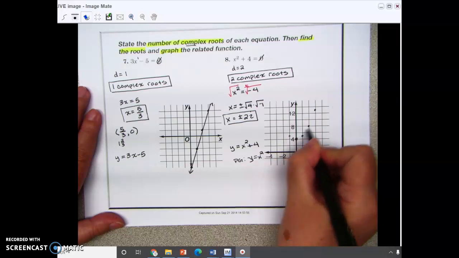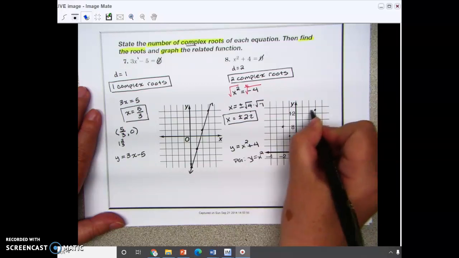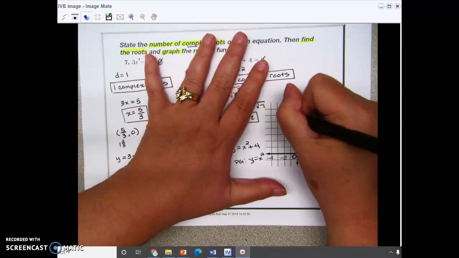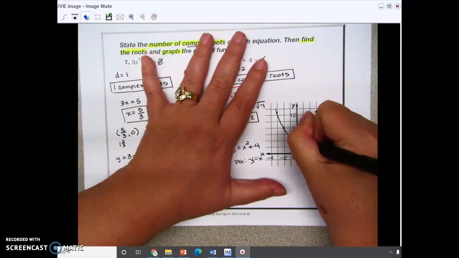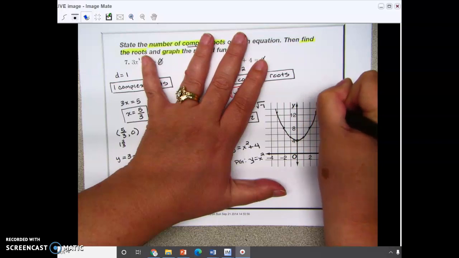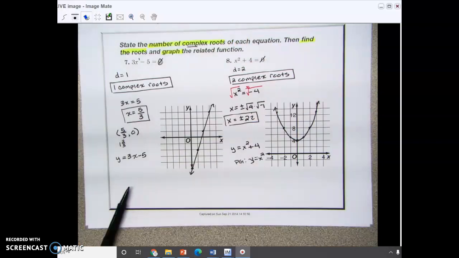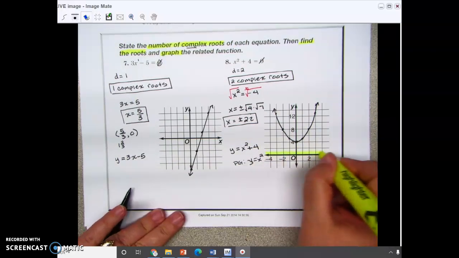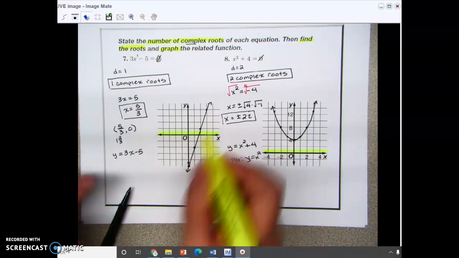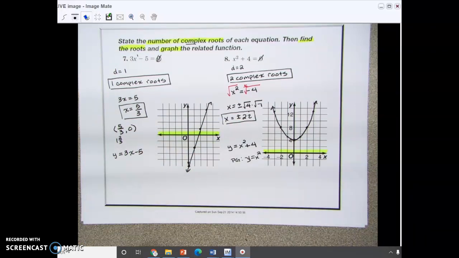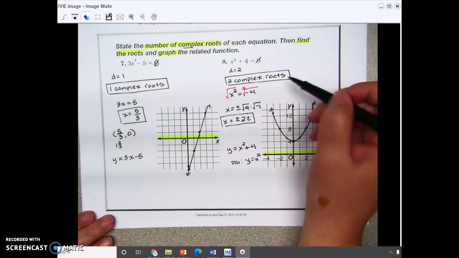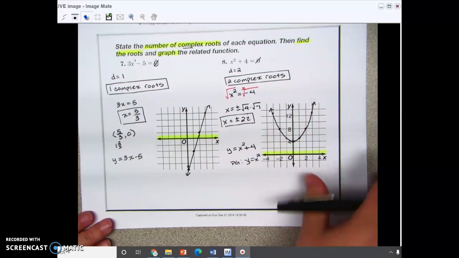And so then I get the same points on the other side. And so my graph looks something like this. And you'll see that we never actually cross the x-axis. So that's why we have no real solutions. We only have 2 imaginary solutions. So I have 2 complex roots. They just don't happen to be real.